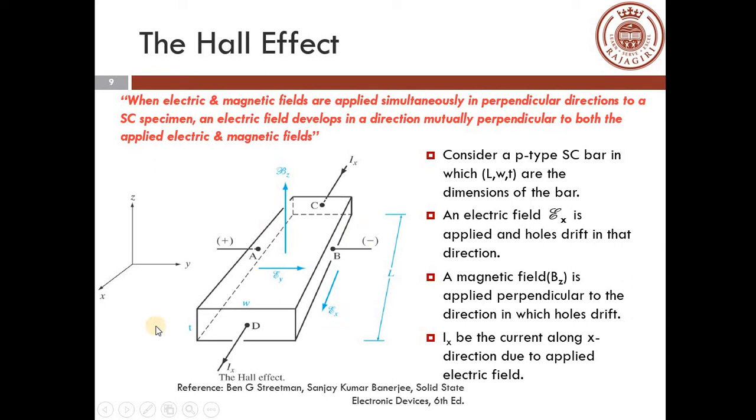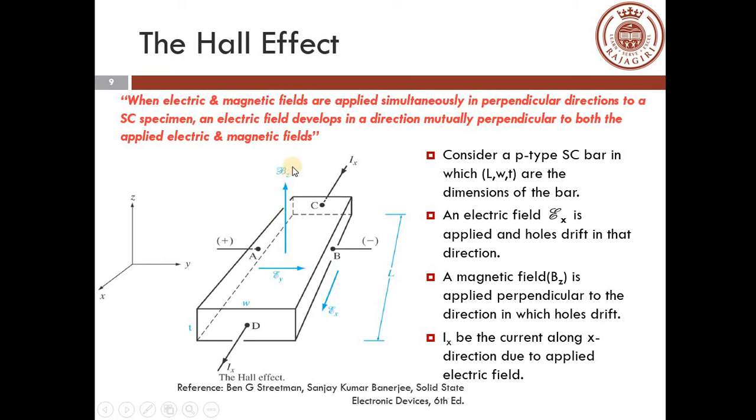Here let us consider this semiconductor crystal shown in the figure. It has a dimension of L W T, where L is the length, W is the width, and T is the thickness of the semiconductor material. An electric field epsilon x is applied in the x direction. So here we are considering the movement of holes. So we know that holes move in the direction of electric field.